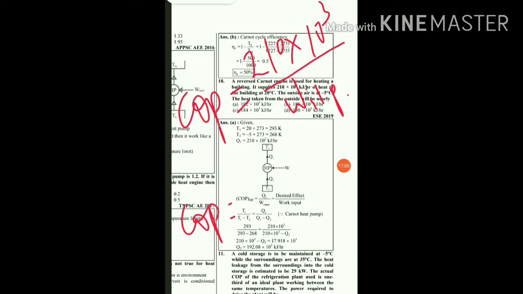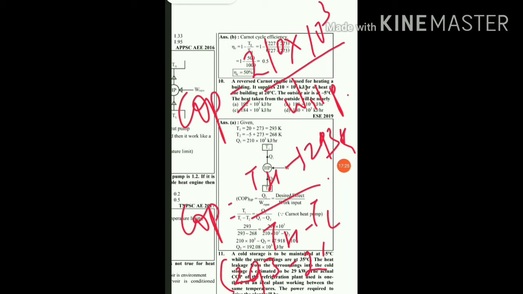COP first of all can be found out, that is equal to TH upon TH minus TL. Here TH is 20 degrees Celsius, so it is 293 Kelvin, upon TH minus TL, that is 293 minus 268, which comes out to be 25. Put these in, and we will get the value of COP. Put this in the formula and we will get the W input.